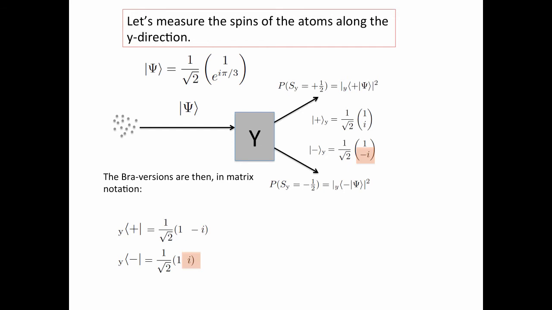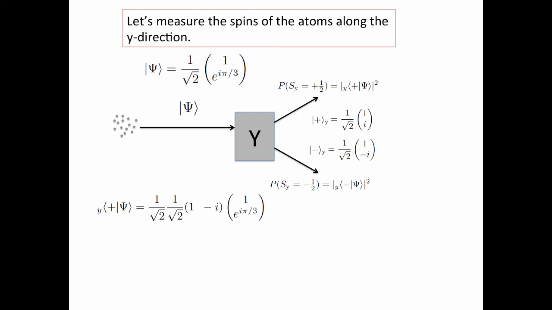Okay, so the inner product of the up y bra with psi we can now calculate, and it's given by the following. It's 1 over root 2 times 1 over root 2, these are the constant factors outside these states, times the row vector (1, minus i) times the column vector (1, e to the i pi over 3). So again, the first element in the row multiplies the first element in the column, the second element in the row multiplies the second element in the column, and we get that this inner product is a half times (1 minus i e to the i pi over 3).